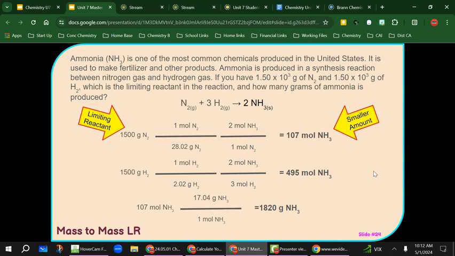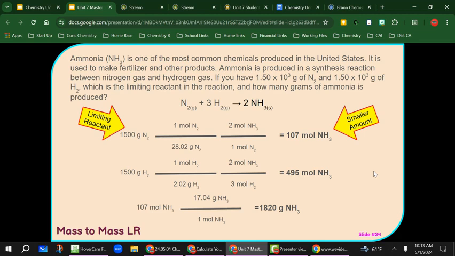Now, here's the good news. I didn't introduce you to anything new other than the fact that you have to do it twice. You're still doing the same exact steps you've been doing. Take what you're given, get it into moles. Use the molar ratio. Here's where the molar ratio is critical, though, people. If you stop here, you may not get the right answer.